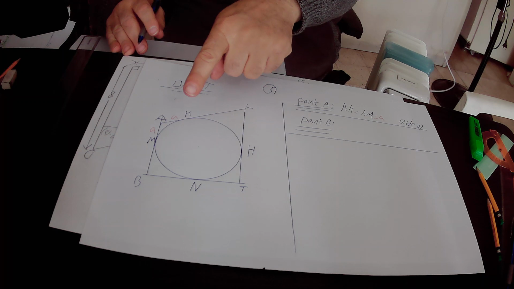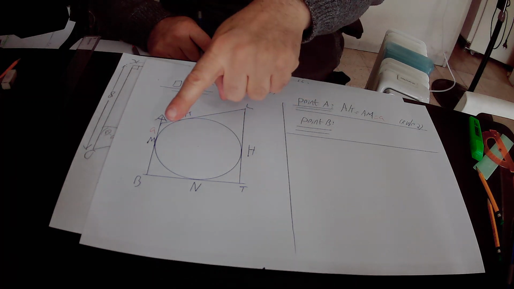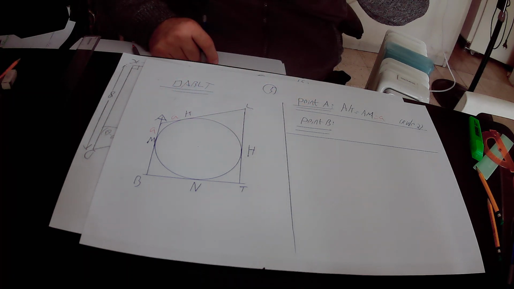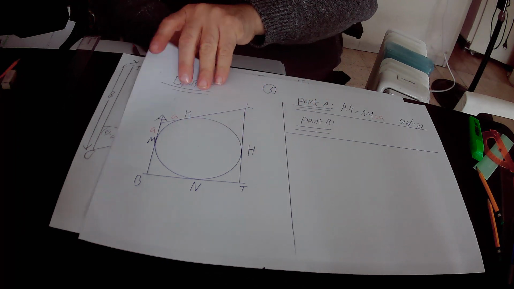From the common external point, point B, we have two tangents to this circle, tangent BN and tangent BM. Again, tangent BN and tangent BM. According to rule 2, they are equal to each other. That is to say, BN equals BM.